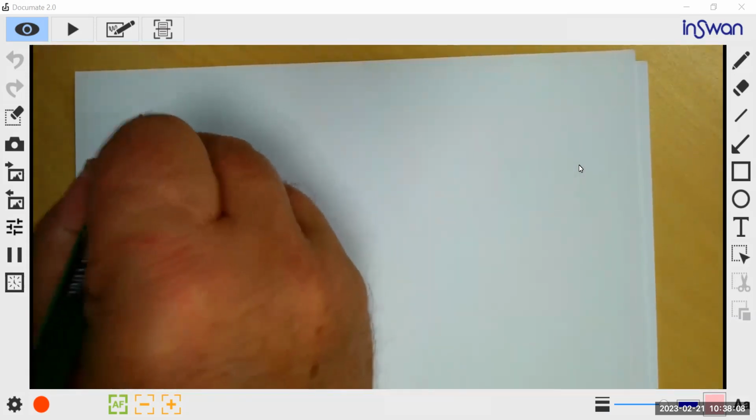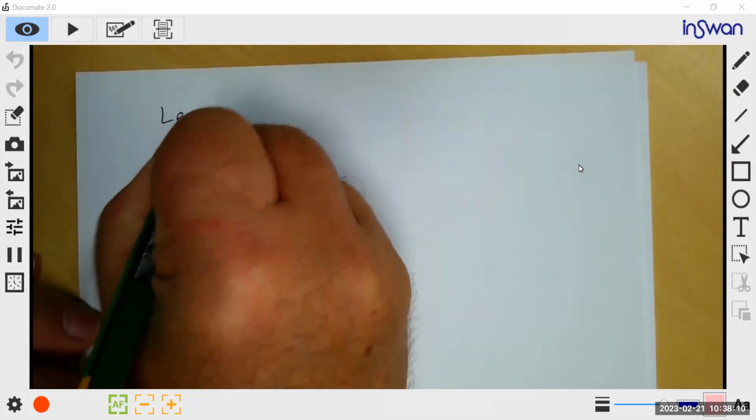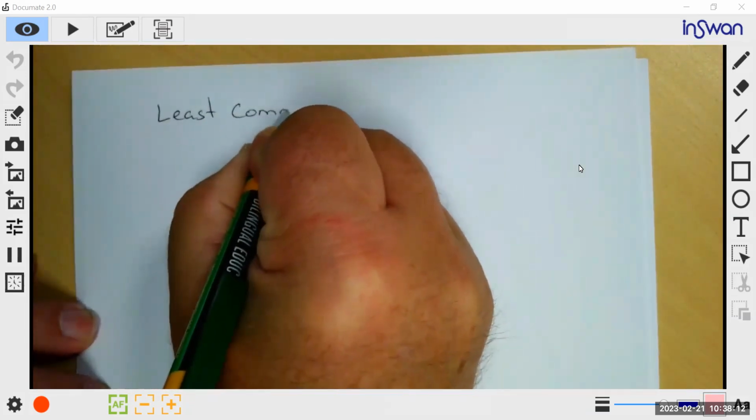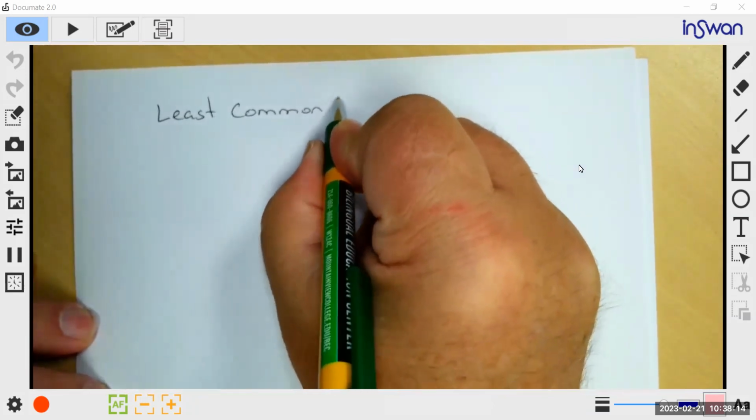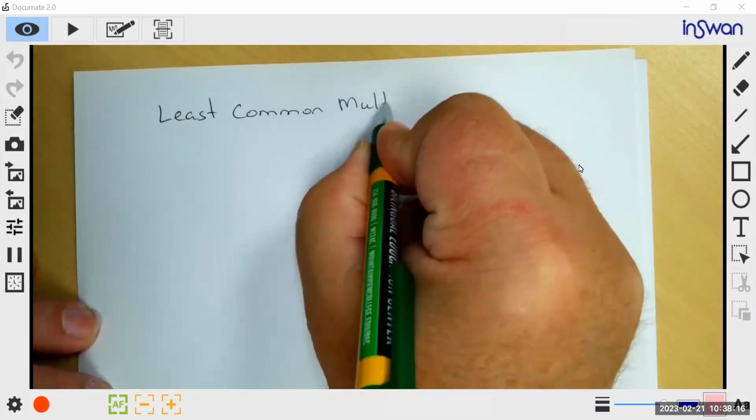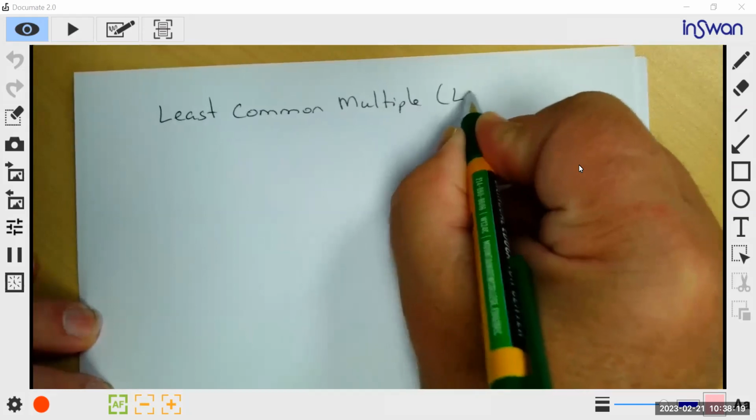Okay. Another one. Least common multiple, the LCM.